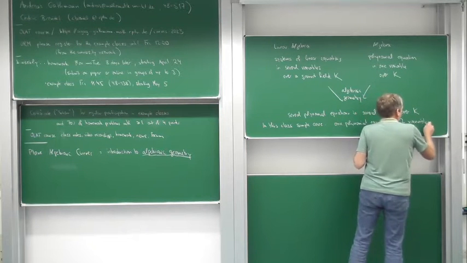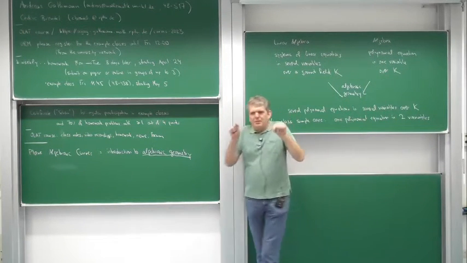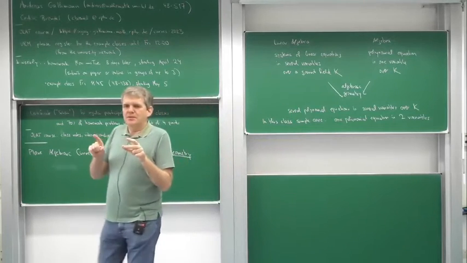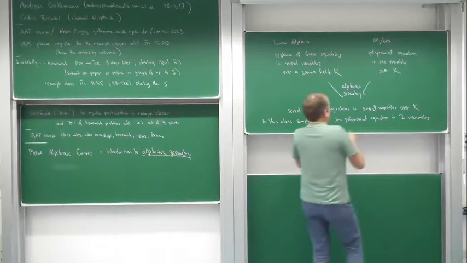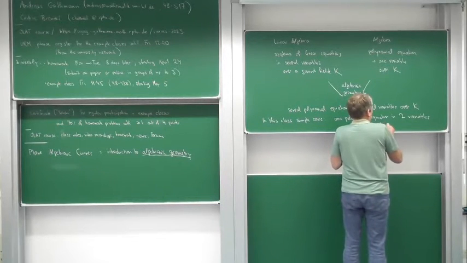And of course, if you have two variables, then you're sort of in the plane. And if you have one equation and you draw it, you expect it to be a curve, and that's why it's called plane. So that will lead to plane curves.